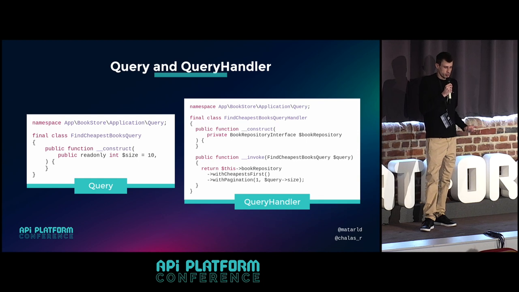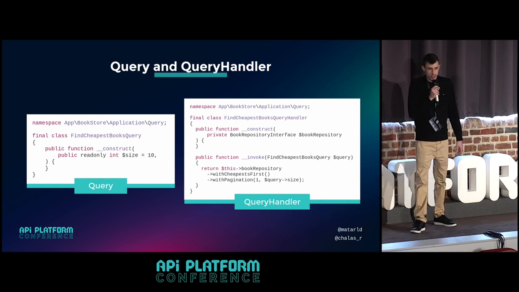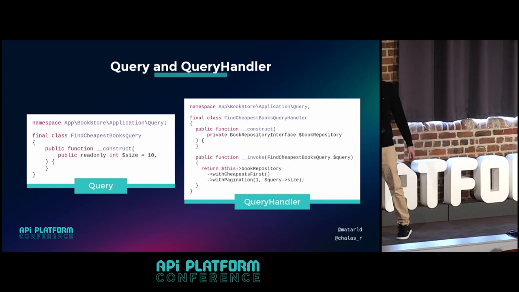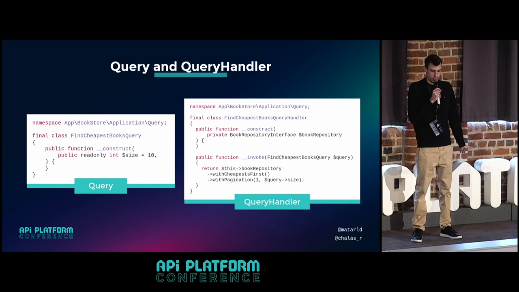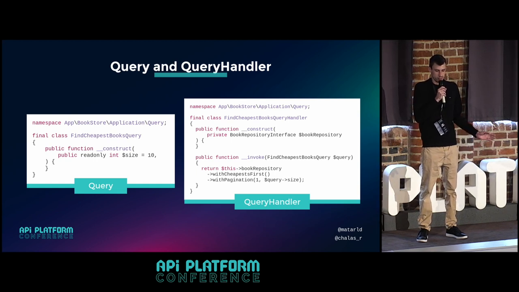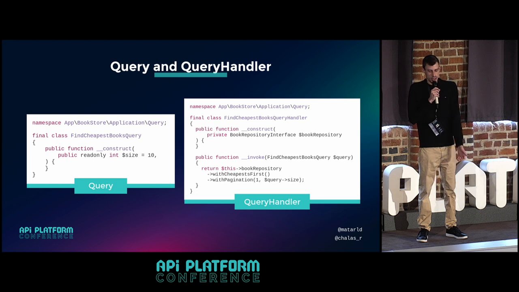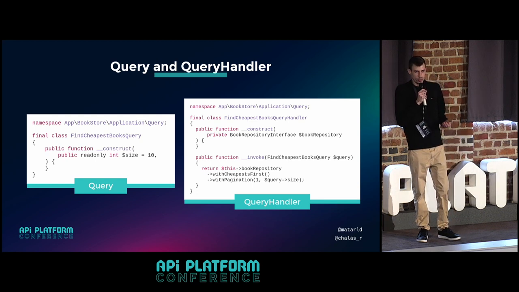Exposing is about reading. So here is going to be a query and its handler. On the left on the slide, you can see the query. Quite simple, it just takes some parameter, which is here the maximum number of books to return. And on the right on the slide, you can see the handler. The handler takes a book repository from our domain layer, a domain book repository, as dependency, and is going to use it to fetch the relevant books.